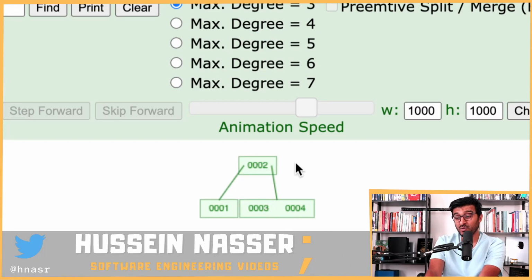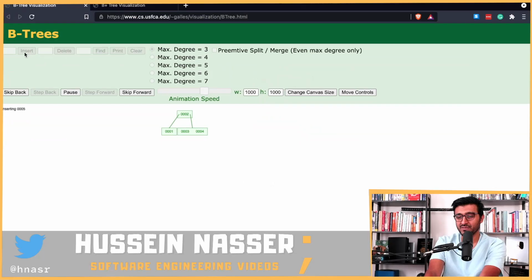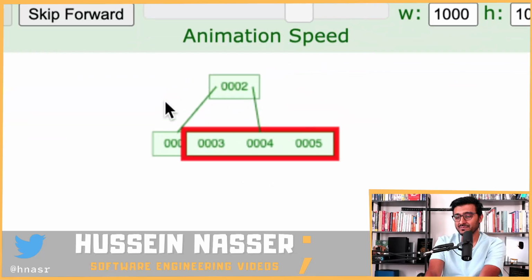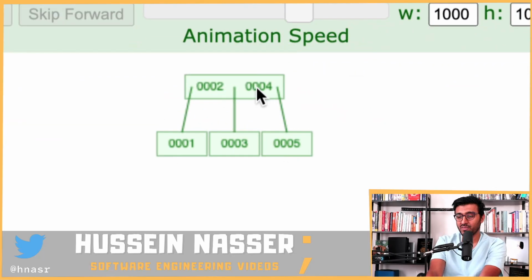But since we want to keep the levels, 4 is going to be pushed up. So we're going to have 2 and 4. Let's add it so we can explain this. It will get added and then promote that 4. And here's how you read this.